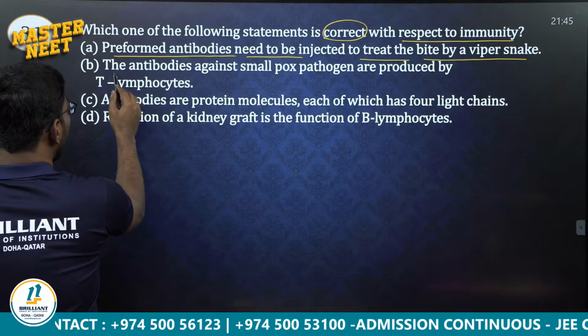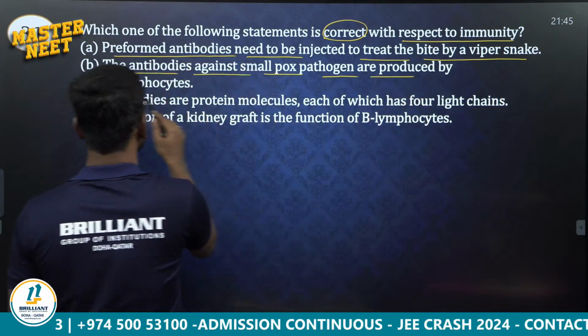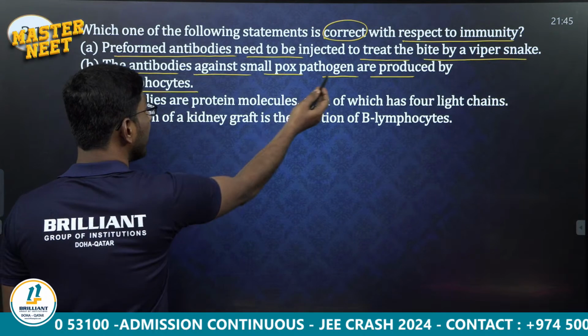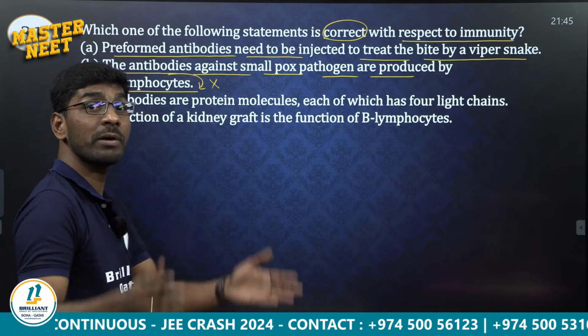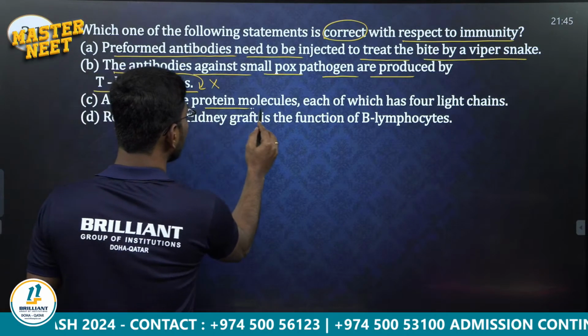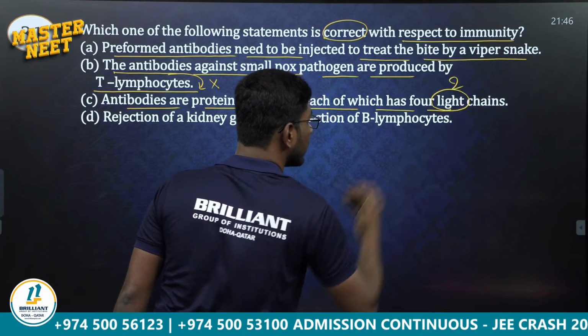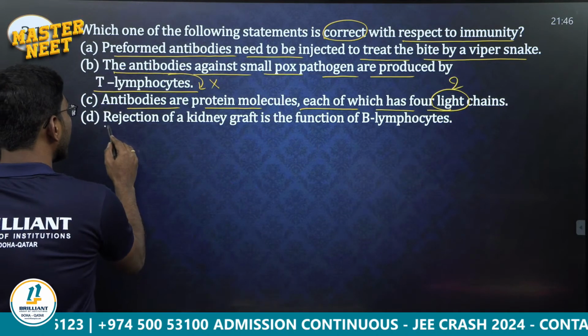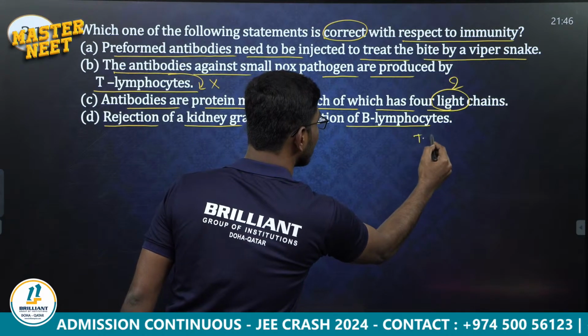Okay, the antibodies against smallpox pathogen are produced by T lymphocytes. Antibodies are from T lymphocyte? No, I told you, they are from B lymphocyte, not from T lymphocyte. Antibodies are protein molecules, each of which has 4 light chains. Sorry, 2 light chains are there. Something is a mistake here. Rejection of kidney graft is the function of B lymphocyte. It is a T lymphocyte.